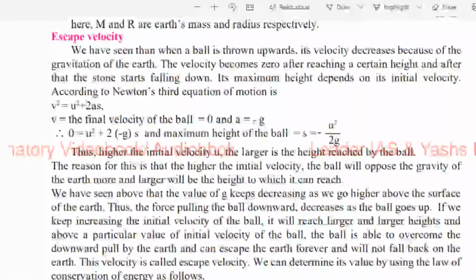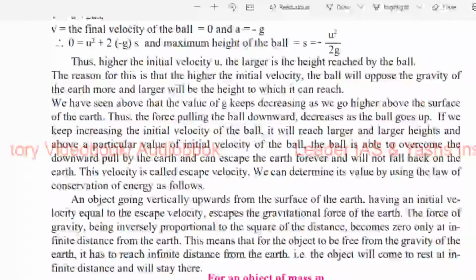Thus, the higher the initial velocity u, the larger is the height reached by the ball. The reason for that is that with higher initial velocity, the ball will oppose the gravity of the earth more and larger will be the height to which it can reach.